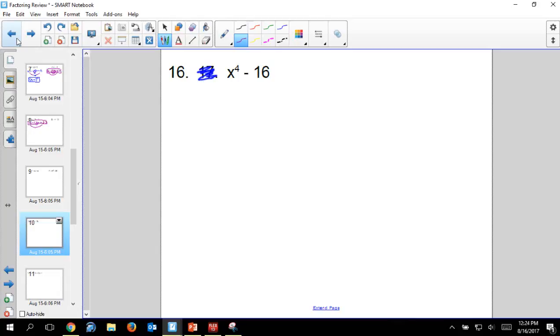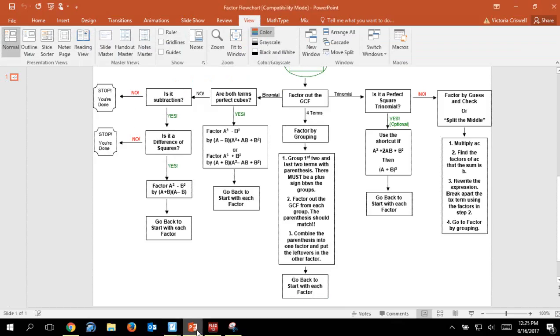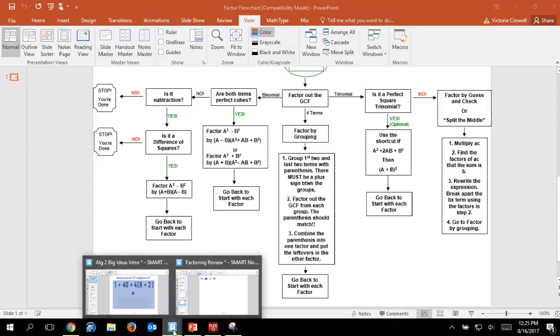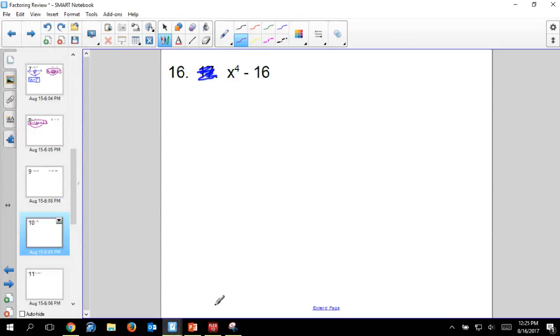Is there a GCF? Nah. Then it is a binomial. And our question when we have a binomial is, are they both perfect cubes? X to the 4th, is that a cube? Nah. Is it subtraction? Yes. Is it a difference of squares? Is something multiplied by itself x to the 4th? What times itself is x to the 4th? X squared. And 16 is a perfect square also.